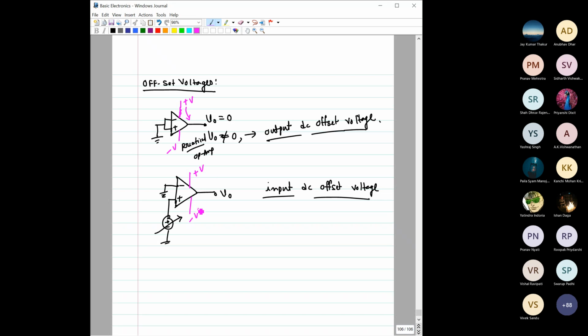Sir, in the input DC offset, what about the virtual ground concept? Actually, the first thing is that the virtual ground concept will only come when you have negative feedback, right? Yes, okay, sir.